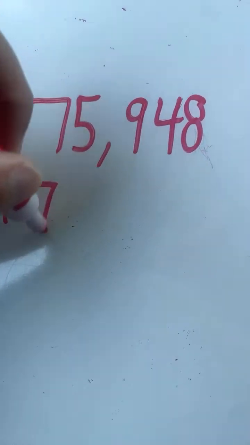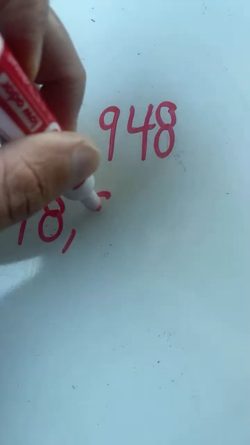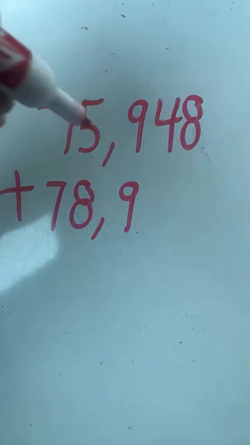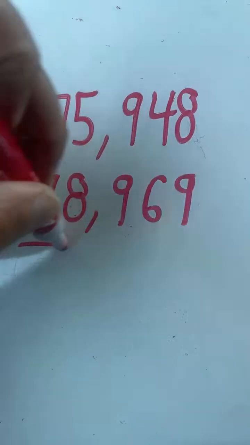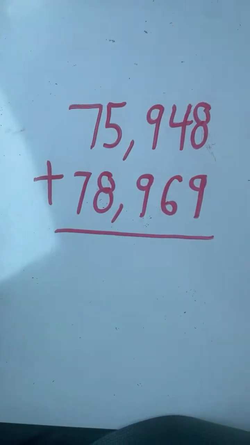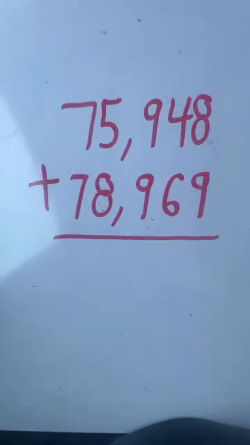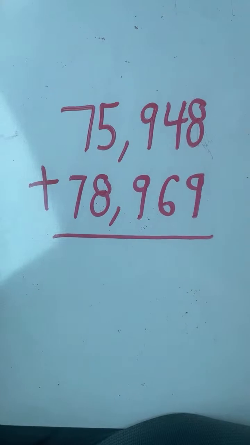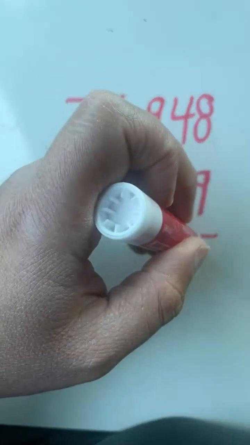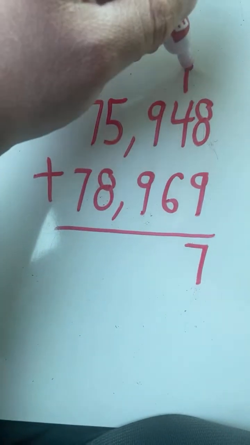All right, 75,948 plus 78,969. All right. We always start in the ones place, so we are starting with 8 plus 9. 8 plus 9 equals 17. 7, carry the 1.